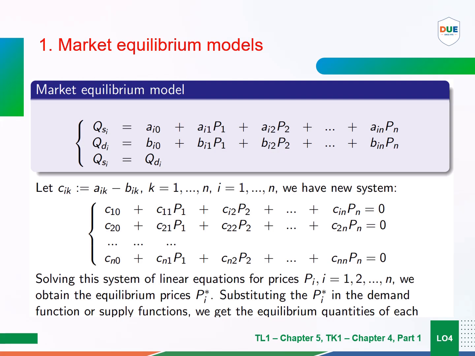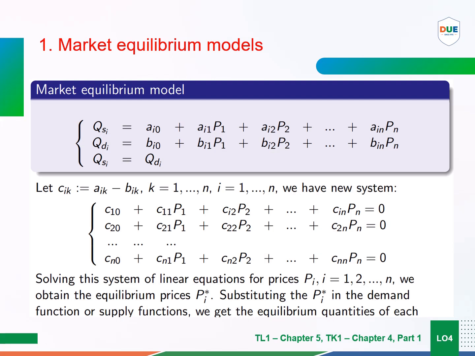To simplify the notation, we define new coefficients as the differences between the corresponding supply and demand coefficients. The resulting system can then be solved for the prices P1, P2, ..., Pn. These solutions are the equilibrium prices of the goods. Once the equilibrium prices are known, we substitute them back into either the supply functions or the demand functions to obtain the corresponding equilibrium quantities.